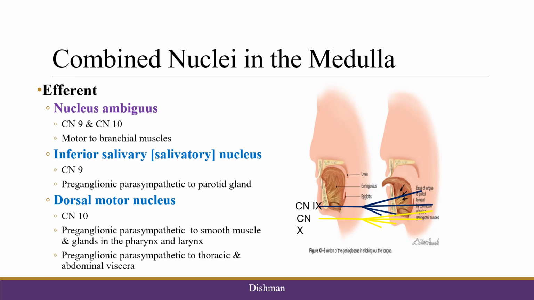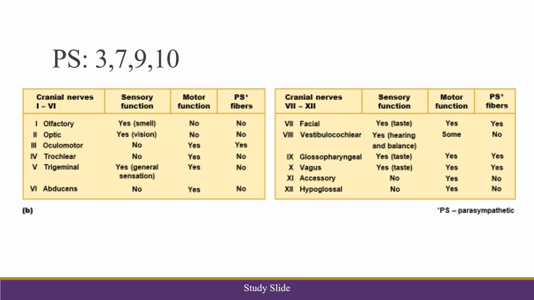Combined nuclei again here in the medulla, so efferent this time, nucleus ambiguus, 9 and 10, A-N-T. Motor to the branchial muscles. Inferior salivatory or saliva, right? So 9, inferior 9. 7 was superior, remember. So 9, preganglionic parasympathetic to parotid gland. Dorsal motor nucleus is 10, preganglionic parasympathetic to smooth muscle and glands of the pharynx and larynx, so throat and voice box. Preganglionic parasympathetics to thoracic and abdominal, and you can see the picture off to the right.